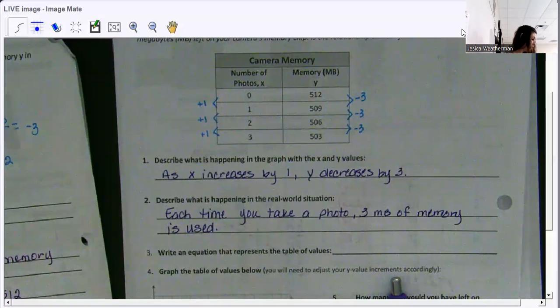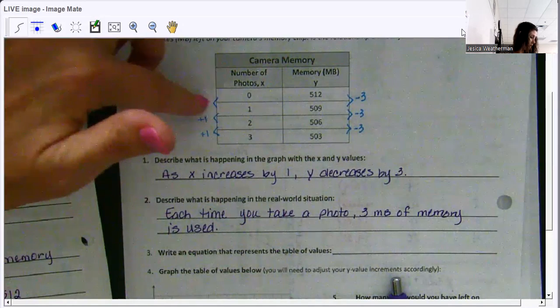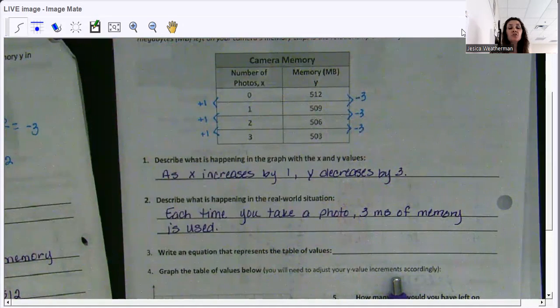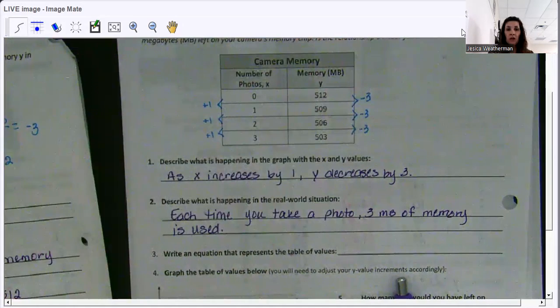Okay, so notice that when I analyzed my table, I noticed that the photos were going up by 1, but my memory was going down by 3 each time. And so when I described just the X and the Y, I described it as X increases by 1, Y is decreasing by 3. That's what's happening. In applying it to the real world situation, each time you take a photo, 3 megabytes of memory is being used. And you can word that in any way as long as you are recognizing that every photo takes away 3 megabytes of memory.